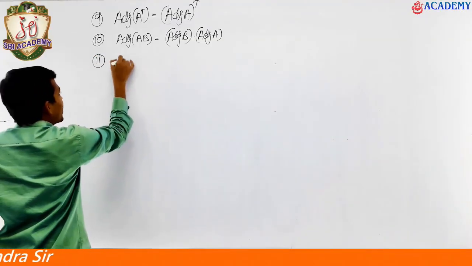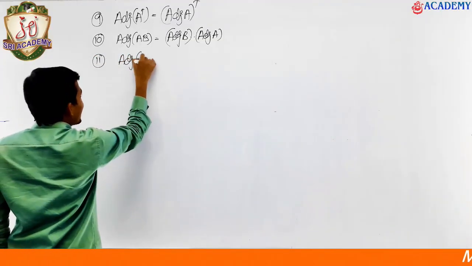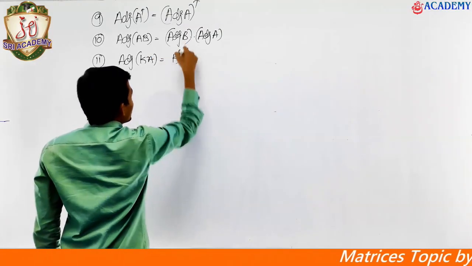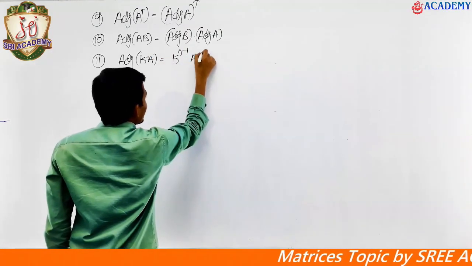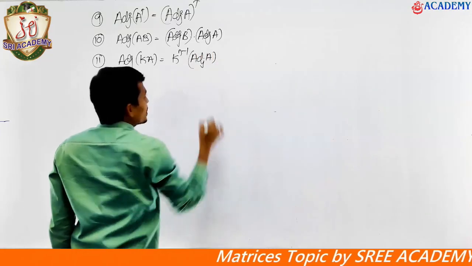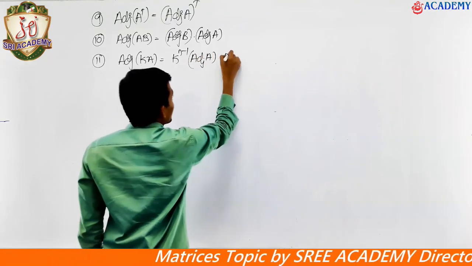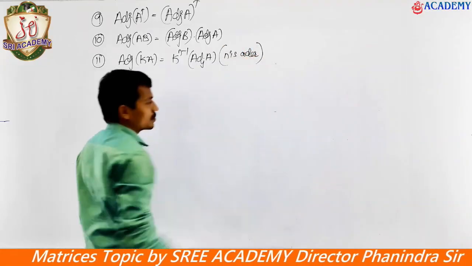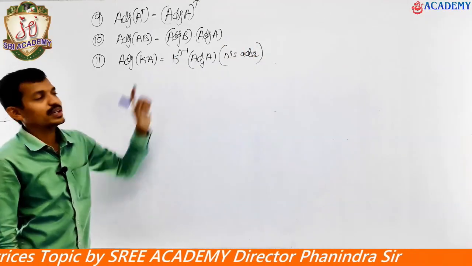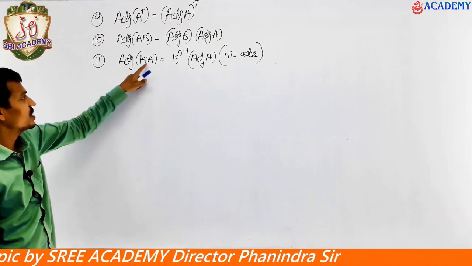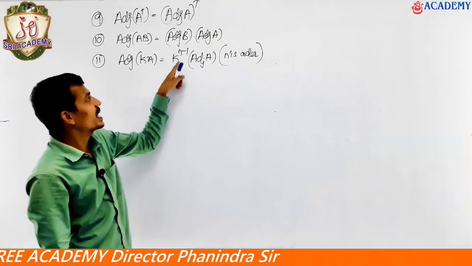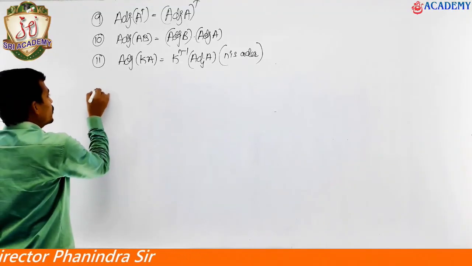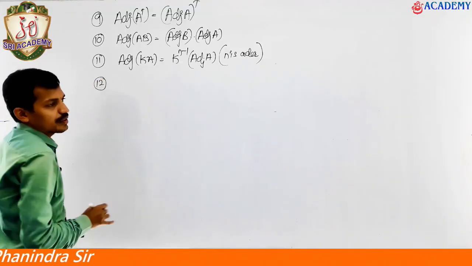Suppose adjoint of KA equals K power n minus 1 into adjoint of A. Here K is a scalar, and n is the order of the matrix. For suppose if A is a 3 by 3 matrix, you will get K square. Right, same thing.